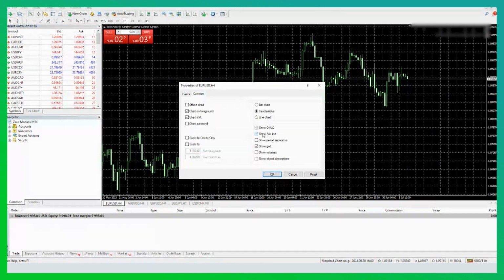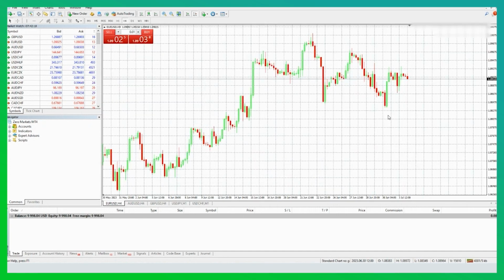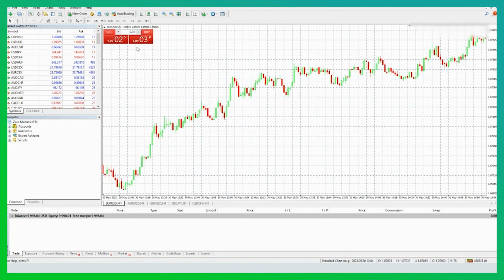Insert the Ask line on your chart by activating it in Common. The Ask line may only be visible on the lower time frames if the spread is small.